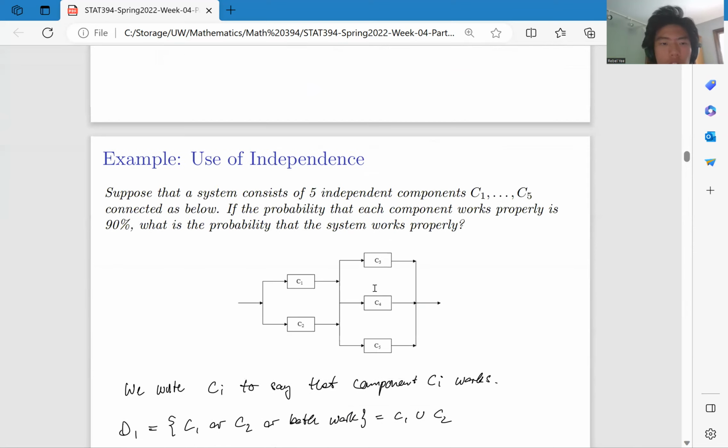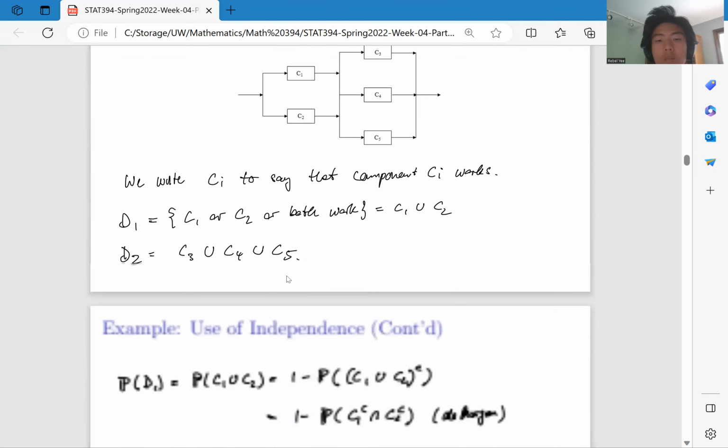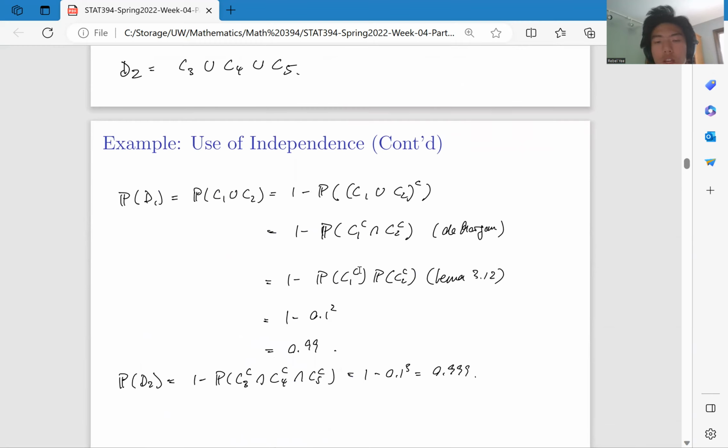And remember, C1 and C2 are independent because all of them are independent. So C1 and C2 are independent. Then C1 complement and C2 complement are independent. So 1 minus P of C1 complement intersect with C2 complement can be written as 1 minus P of C1 complement times P of C2 complement. This is using the independence theorem above.